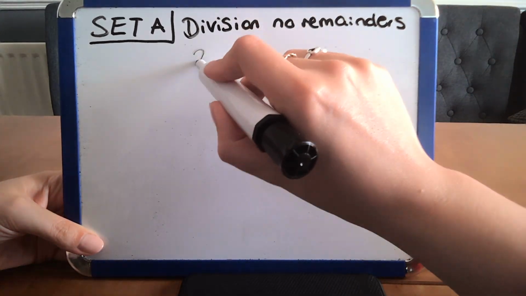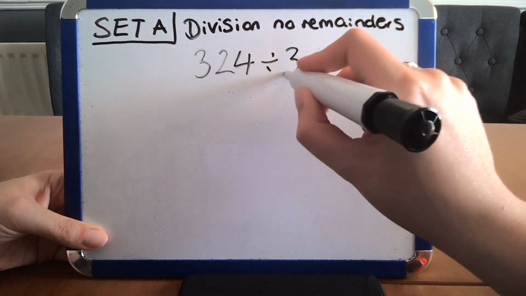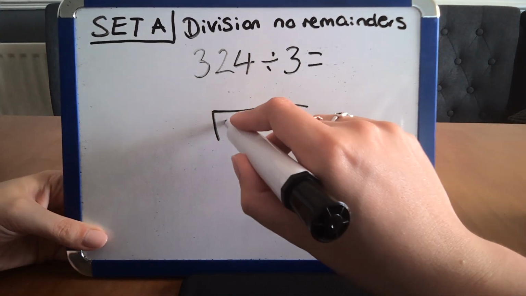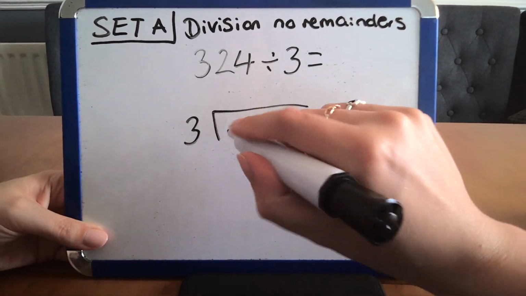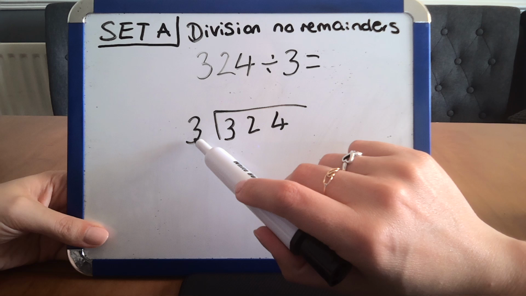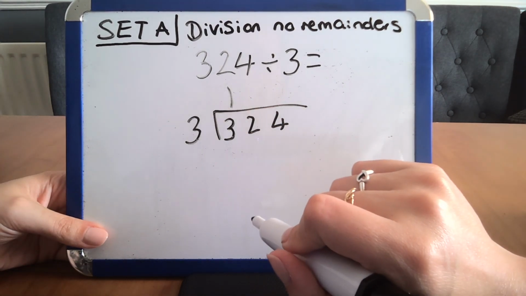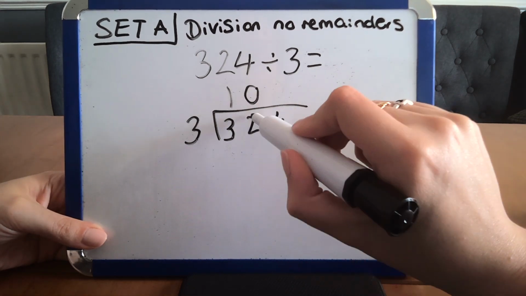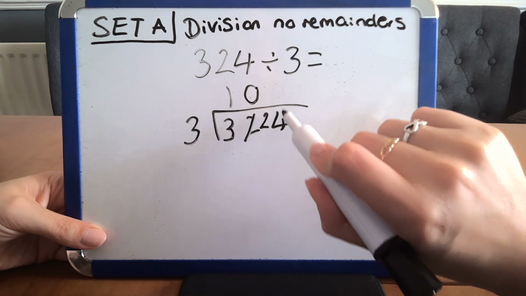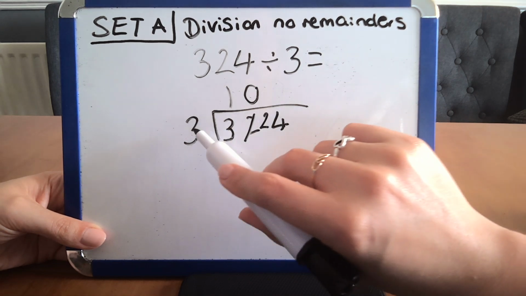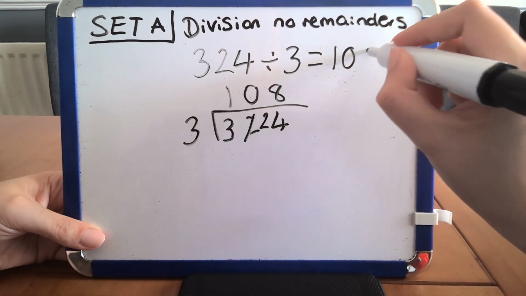The next question is 324 divided by 3. Draw a bus stop. 324 divided by 3. Let's do that 3 again. Okay. How many 3s go into 3? 1. How many 3s go into 2? 0. So we cross that number through and put it next to our next number in the queue for the bus, making this number 24. How many 3s go into 24? 8. Our answer is 108.